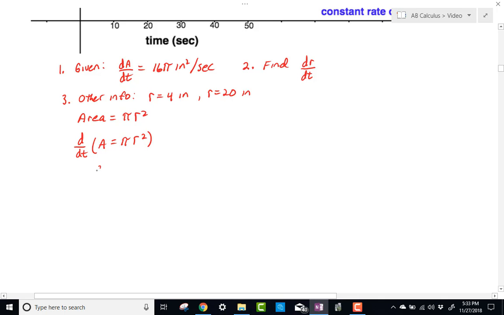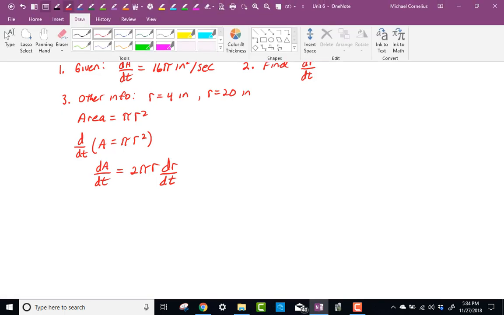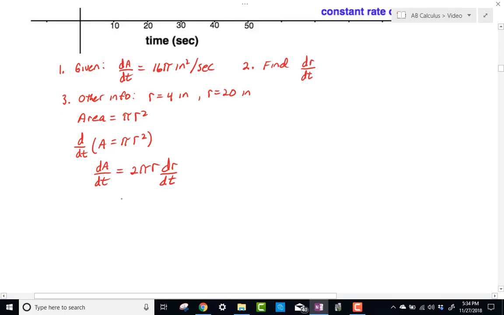So we have dA dt equals 2 pi r dr dt. Okay, so that's our formula for finding either the rate of change of area or the rate of change of the radius. In this case, we were asked for the rate of change of the radius, and we were given the rate of change of area.